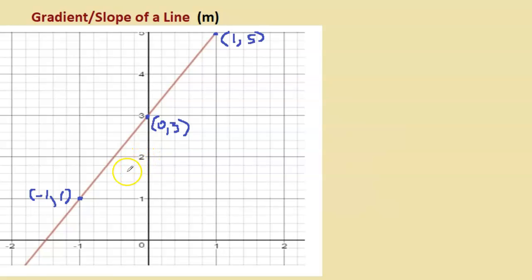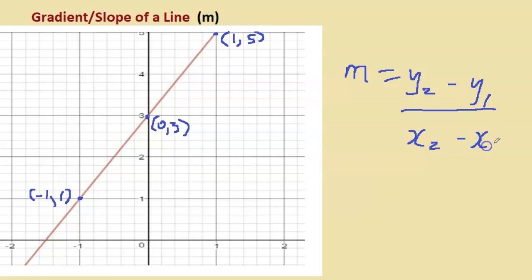Now, we need to find the gradient. To find the gradient, you use any 2 points you want. Once you have 2 points on the line, that is all you need. Because remember, we said m equal to y2 minus y1 over x2 minus x1. And it's up to you how you want to label it. Alright, let me call this x1 and y1. That means this would be x2 and y2.